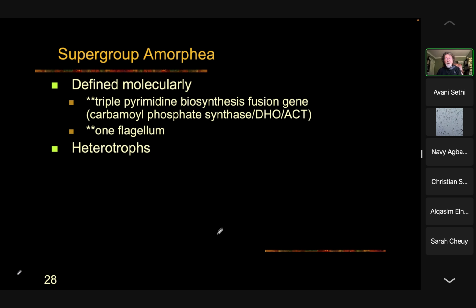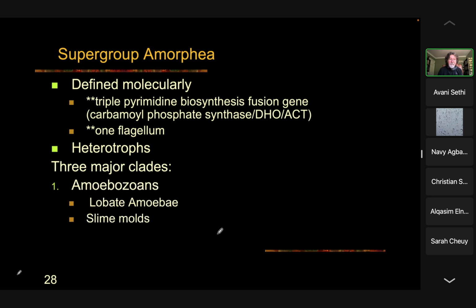There is no evidence of any members of the Amorphia ever having ancestors that were photosynthetic. There's no genes, there's no plastids anywhere. And so they were exclusively heterotrophs. And there are several clades, but when we get into Amorphia, we'll be looking at three major groups.